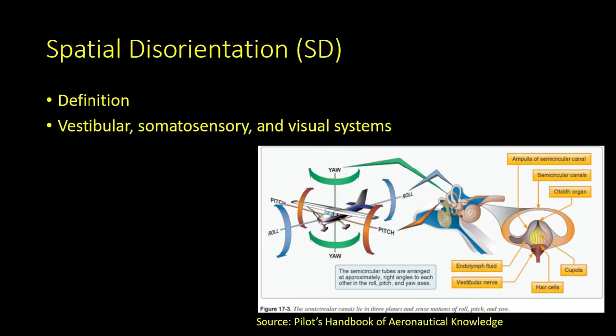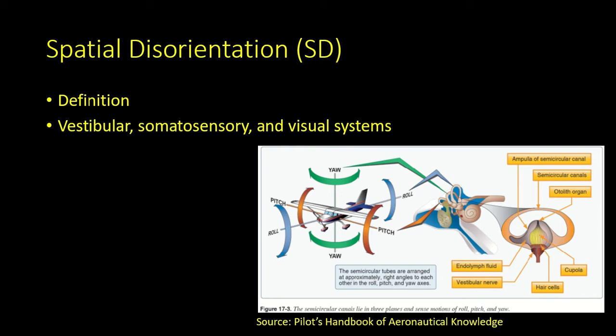Spatial disorientation, often called spatial D for short, refers to the lack of orientation with regard to the position, attitude, or movement of the aircraft in space. The vestibular, somatosensory, and visual systems work together to ascertain orientation and movement in space. Most of the time, the streams of information from these three systems agree, but sometimes flying can cause these systems to supply conflicting information to the brain, which can lead to disorientation.